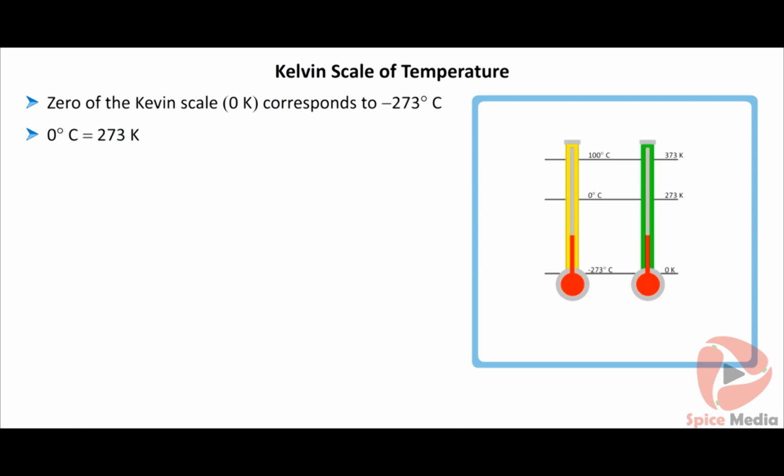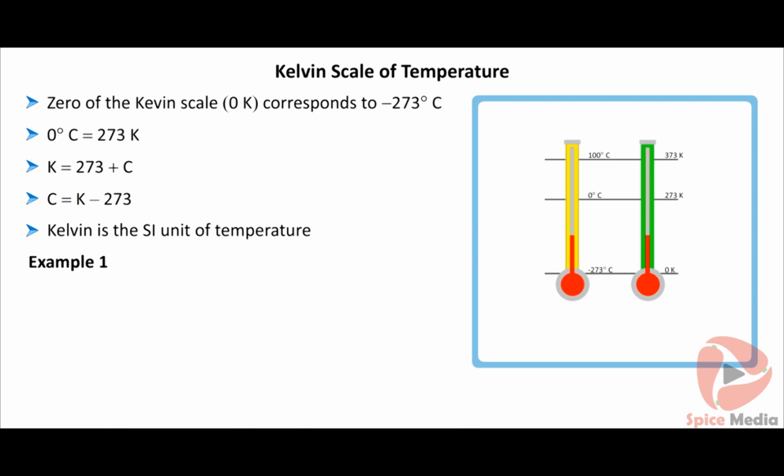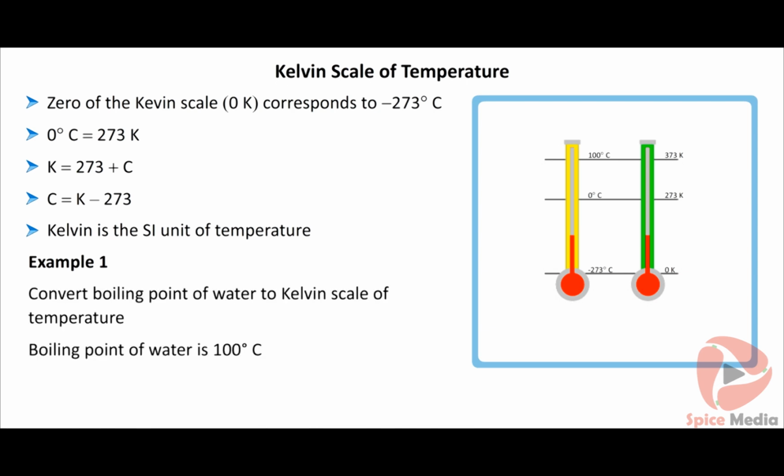To convert Celsius to Kelvin scale, the formula to be used is K is equal to 273 plus C. Similarly, to convert Kelvin to Celsius scale, the formula is C is equal to K minus 273. Let us see an example of converting Celsius to Kelvin scale and also Kelvin to Celsius scale. Example 1. Convert the boiling point of water to Kelvin scale of temperature. The boiling point of water is 100 degrees Celsius. K is equal to 273 plus C. K is equal to 273 plus 100, which is equal to 373 K.